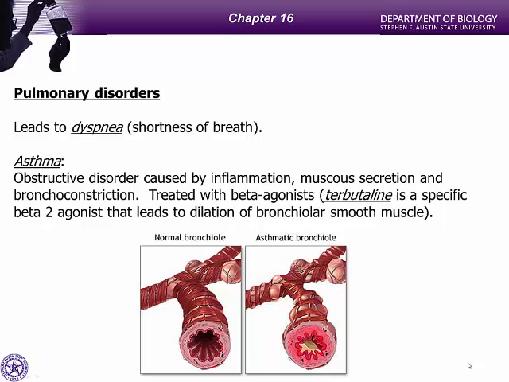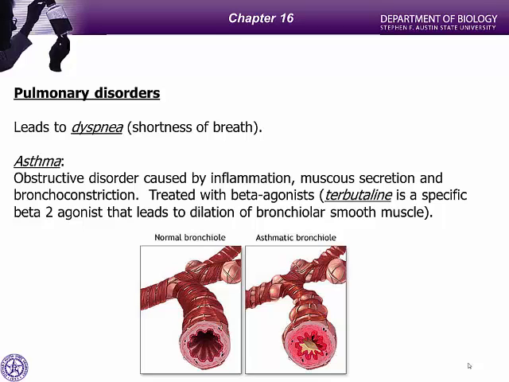Now, as we've seen with many of our systems that we've covered, not everything works normally 100% of the time. So there are some pulmonary disorders that we may have, and you may experience these temporarily. Shortness of breath, for instance, is very common, and this is called dyspnea. You may have heard a similar term, apnea, and that's where you fail to ventilate, and we'll talk about that more as we get into our respiratory system.